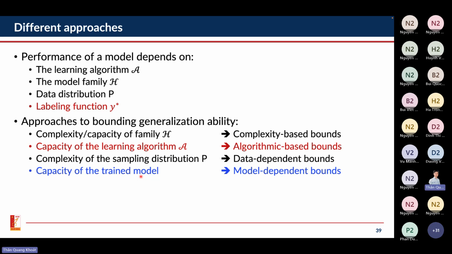A trained model. After training, we already know that model. Okay, but why analyze that? Analyzing the test error of that model can be hard. So that's why most theory in machine learning does not focus on this, does not approach this one.